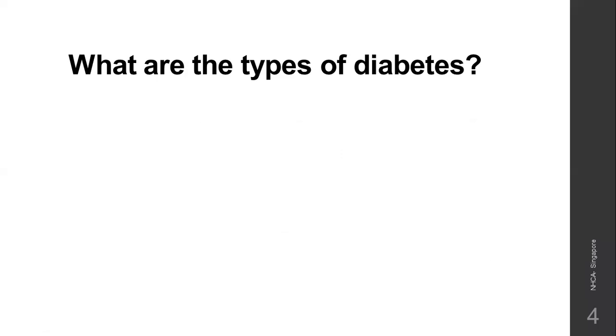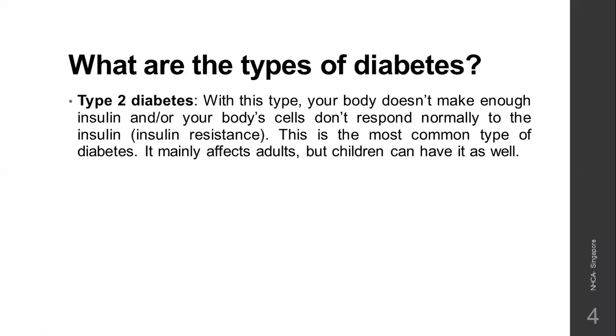So what are the different types of diabetes? Type 2 diabetes. With this type, your body does not make enough insulin, or your body's cells don't respond normally to insulin. This is the most common type of diabetes, and it affects adults usually. Okay. And children can also have it. That is type 2 diabetes, and that is the most common type of diabetes. Okay. Insulin is produced, but your body is resisting its response to insulin. Okay.